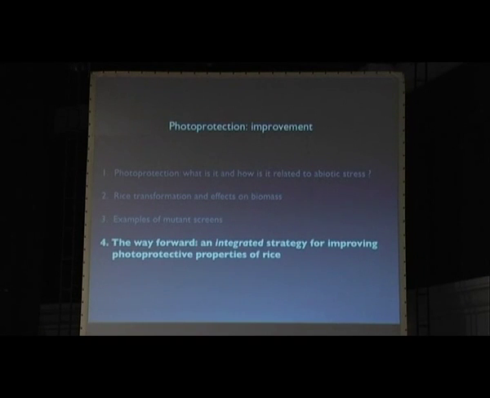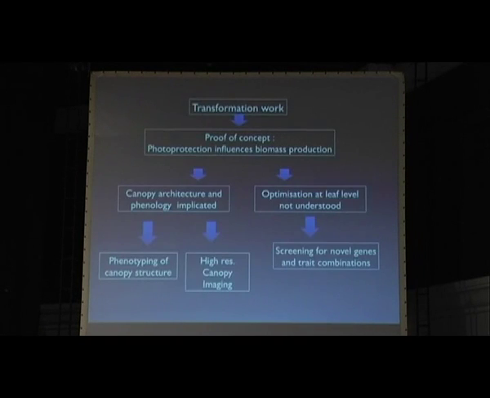Okay, just to finish up quickly, the way forward. From our transformation work, we have a proof of concept. We've shown that photoprotection has the capability of limiting biomass production. That's what we think. We've implicated canopy architecture and phenology, so we do need to phenotype canopy structure. I think this is something that's ongoing in many phenotyping programs, and also high-resolution canopy imaging. But the optimization at the leaf level is still not well understood at all.